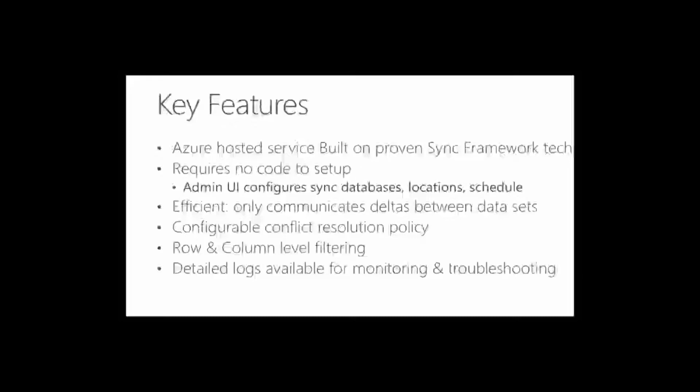So it's not actually taking all the data and pushing it out and doing it again. Only the deltas. There's a configurable resolution policy. You can do row and column level filtering, which will be in the next release. This is a preview, so it's not in the current portal, but it will definitely be there. And then there are detailed logs available for monitoring and troubleshooting. I made some errors, and hopefully they're still in my log, so I'll show you the log and you can see what the information is.